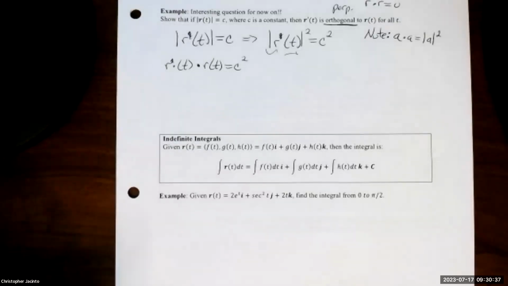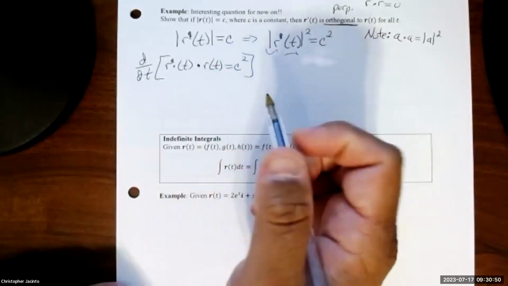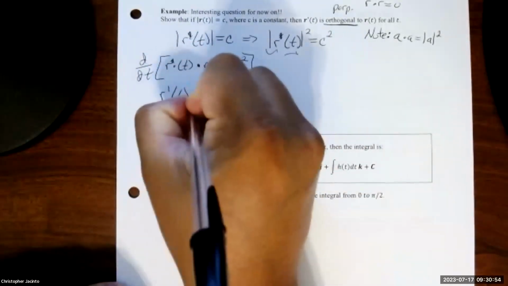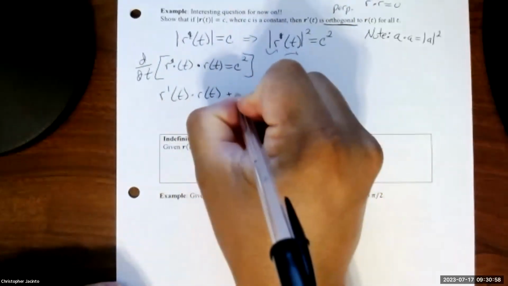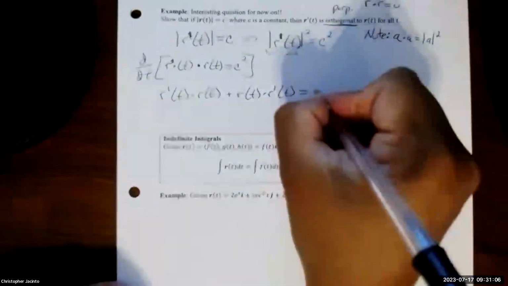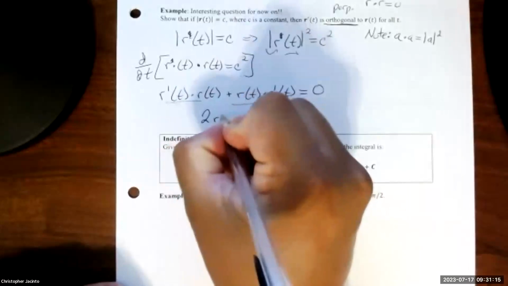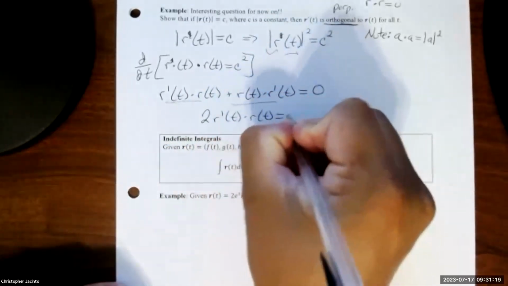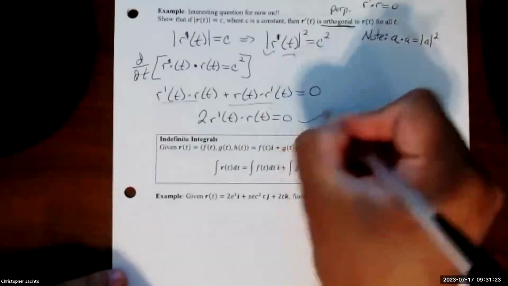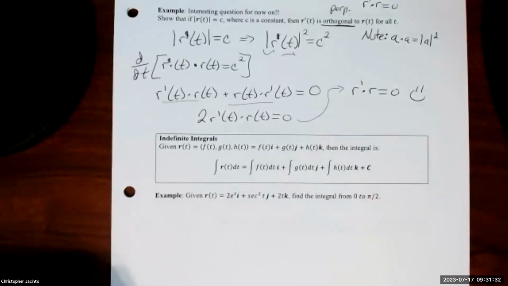So now let's take the derivative of both sides with respect to t. Well, on this side, again, it's going to be the product rule. And the derivative of a constant is just going to be 0. Well, these are the same thing. We'll divide by 2, which gives us exactly what we wanted. The dot product there is 0. So therefore, r prime is orthogonal to r of t.